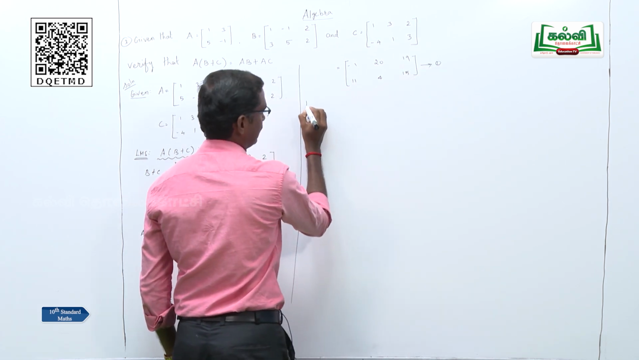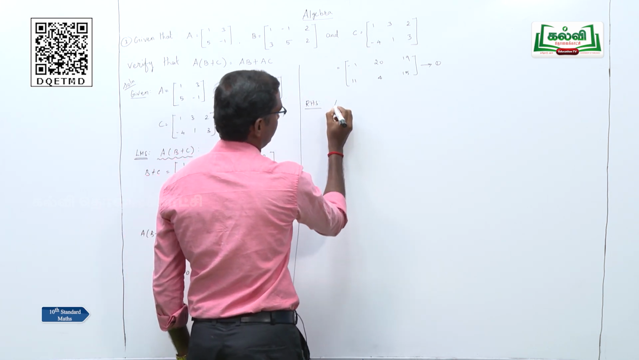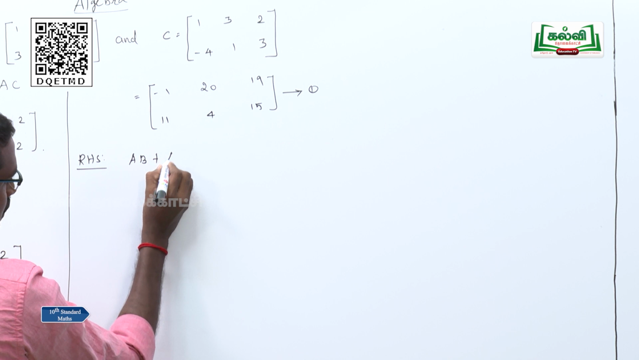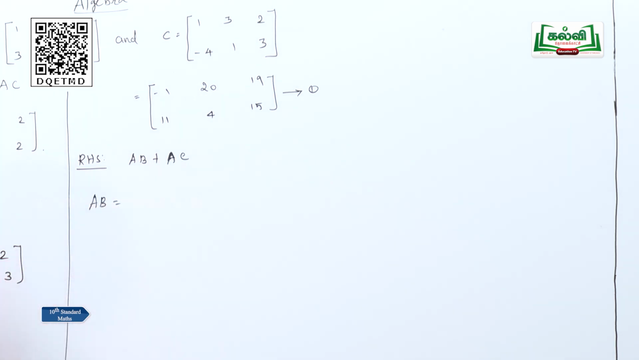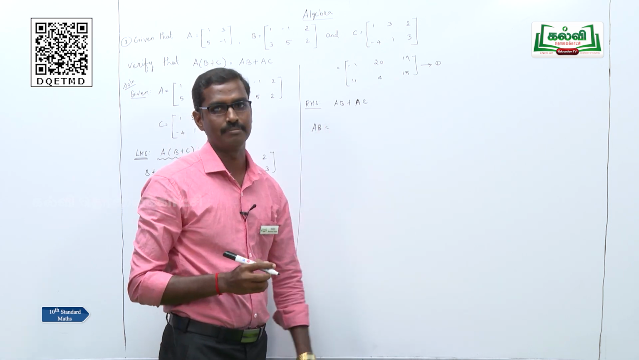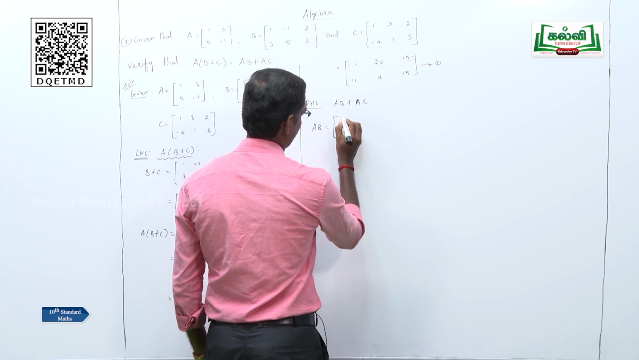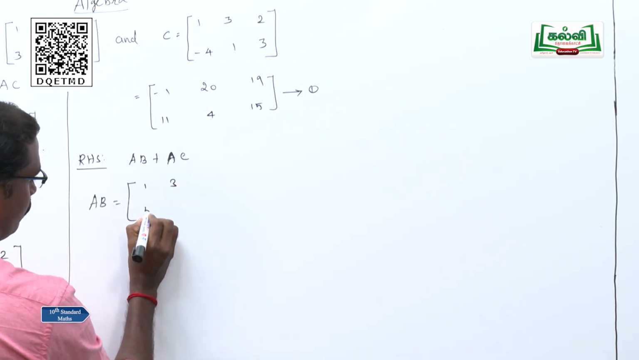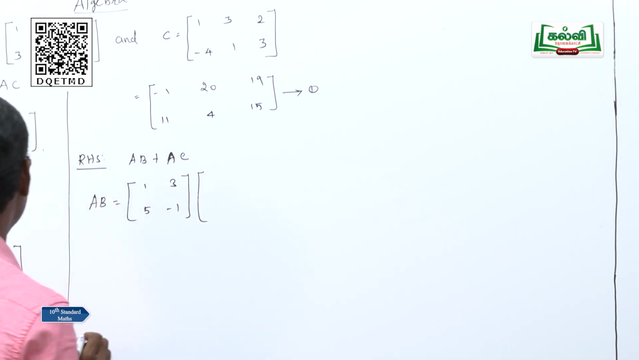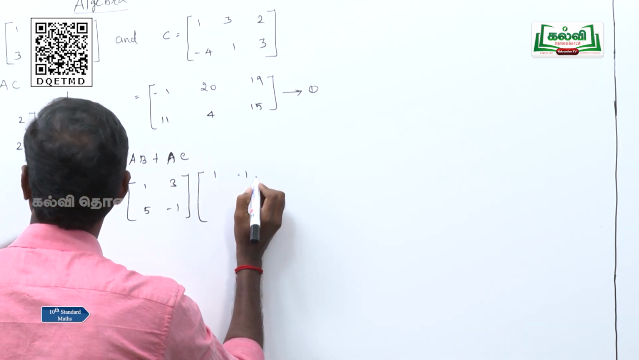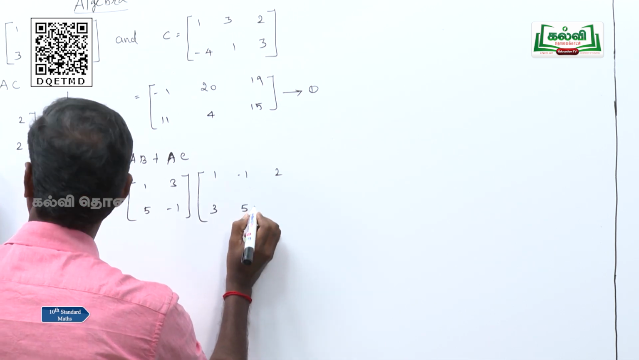Next we have to take right hand side, RHS. Right hand side we have AB plus AC. Find AB. AB means write A matrix and then write B matrix. Value of A matrix: 1, 3, 5, minus 1. Elements of B matrix: 1, minus 1, 2, next 3, 5, 2.